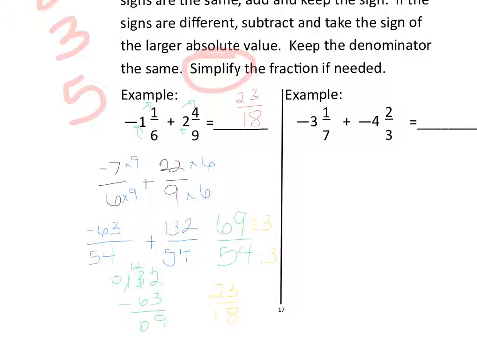To determine if it's going to be positive or negative, we look and we see that 132 is bigger than 63, therefore it has a larger absolute value. So going back to the top, 2 4/9, or 22 over 9, or 132 over 54 is larger than -1 1/6, -7 over 6, -63 over 54, and all of the ones that are larger are positive, so therefore our answer is positive 23 over 18.